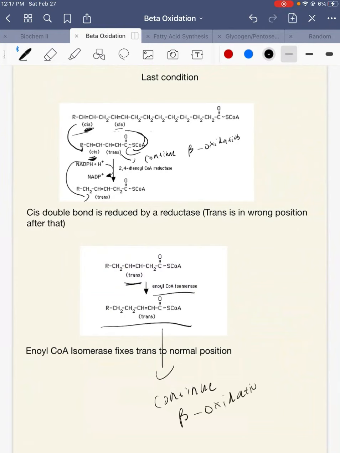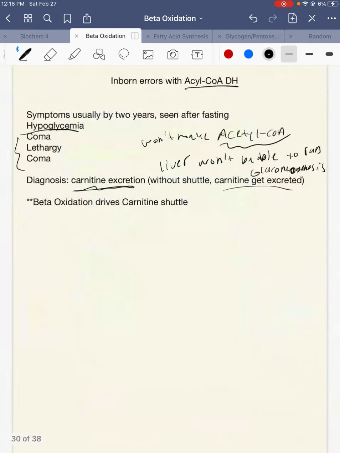So we talked about if we have a trans bond, that can enter from the second step. If we have an odd fatty acid, we'll just produce different products at the end, which can then be converted into succinyl-CoA, like right here.